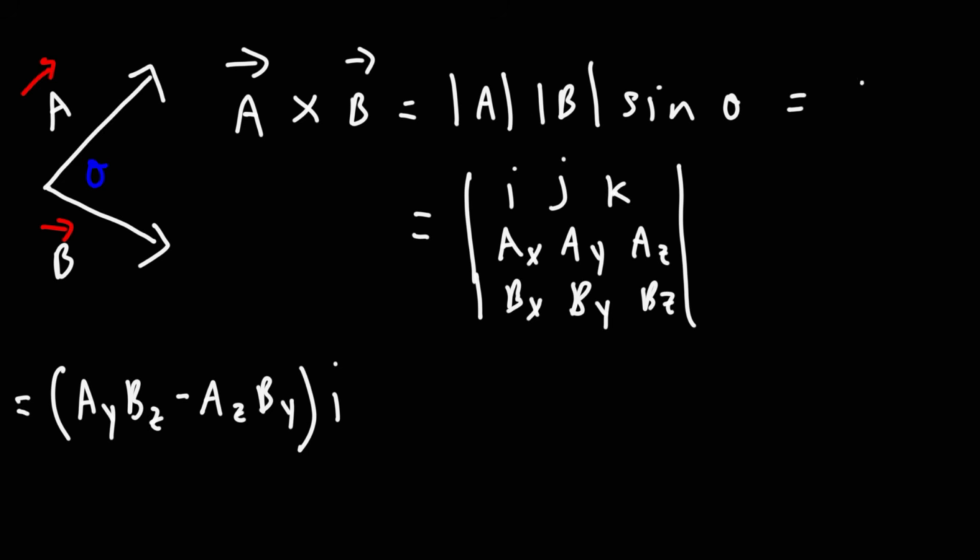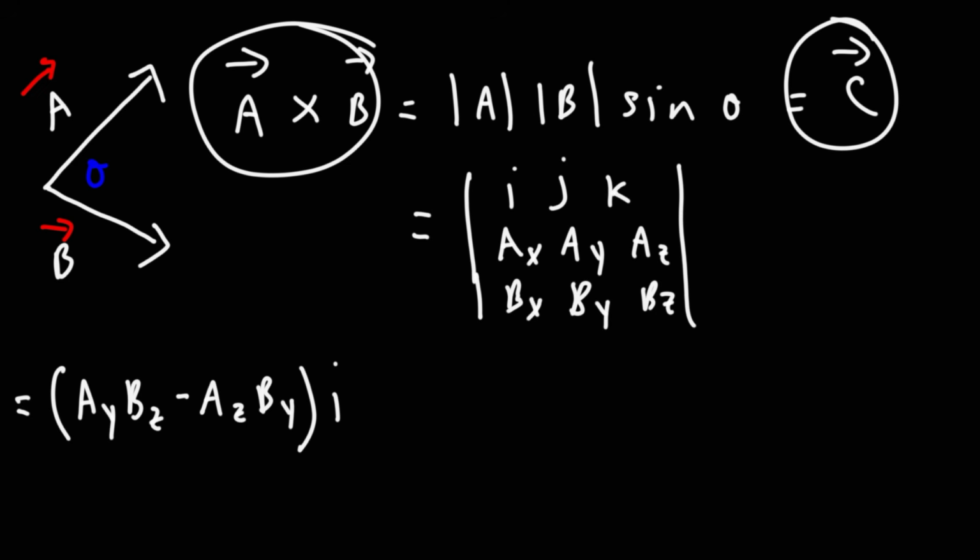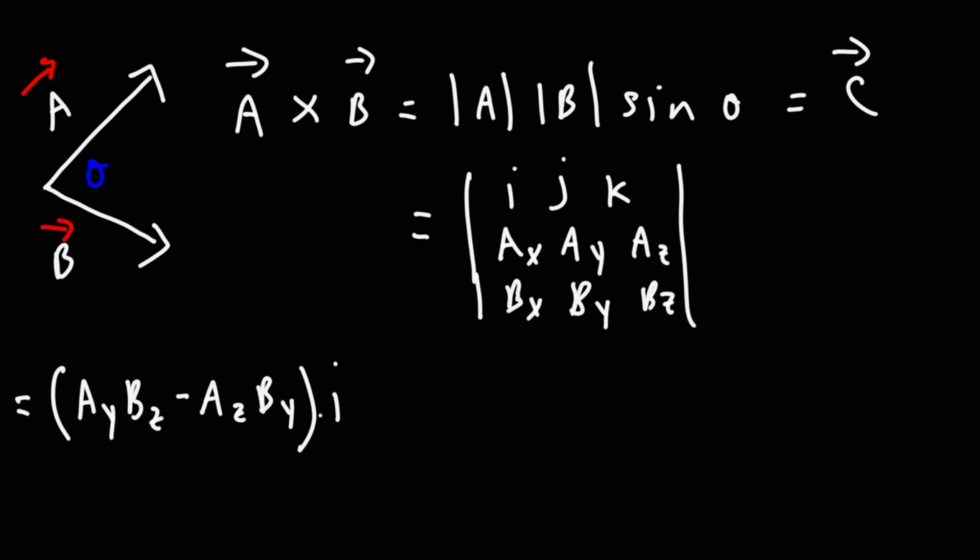So let's call the new vector vector c. So when you multiply vector a and b using the cross product formula, it'll give you a new vector, which we can call vector c. So this quantity here will be the x component of vector c, which you can call cx. Now the y component of vector c is this.